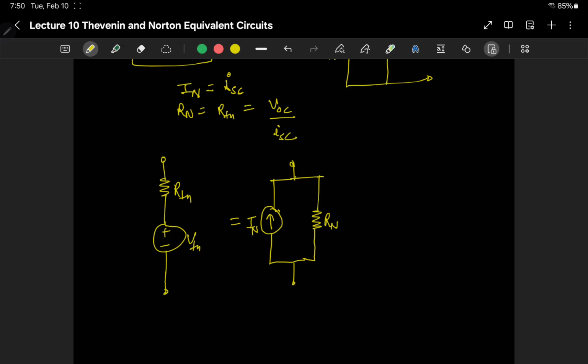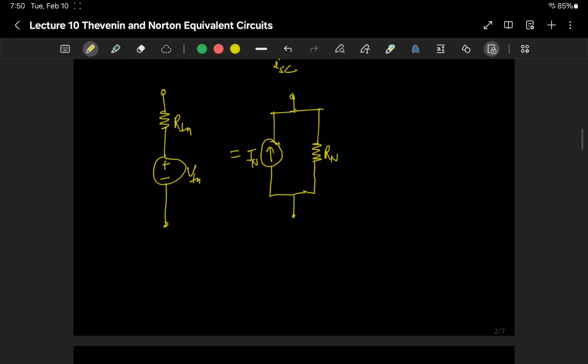So we can see in this case that, let me use a different pen to draw this one. VTH is equal to RTH times IN, and RTH is equal to RN, if they are equivalent, right?